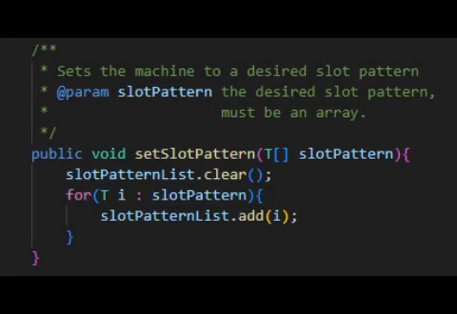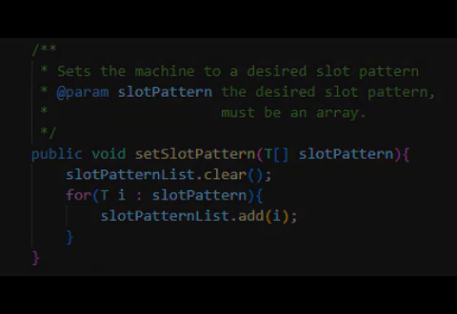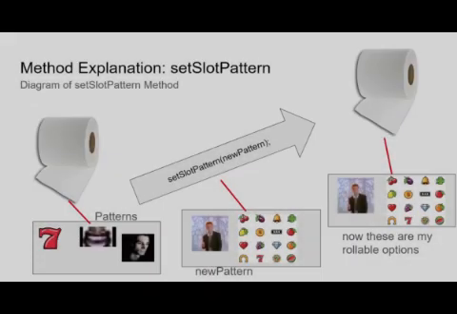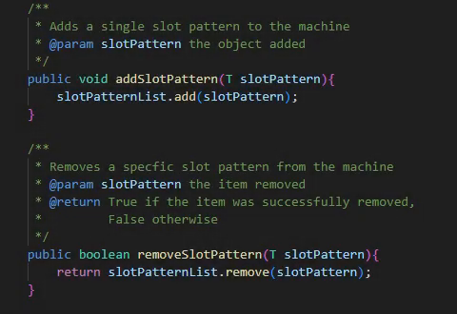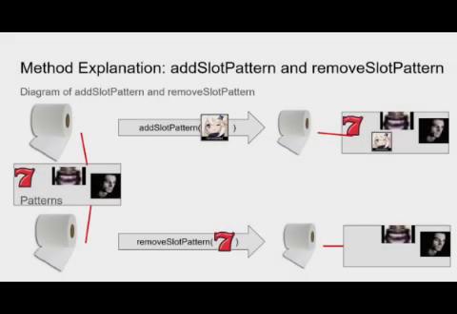Next is the setSlotPattern method. To help the non-CS major viewers visualize my code, here is a diagram from my slides. Essentially, the setSlotPattern changes an old pattern toilet paper roll into a set new toilet paper roll. The next 2 methods are remove and add a slot pattern. Here's my diagram on how that works as well.